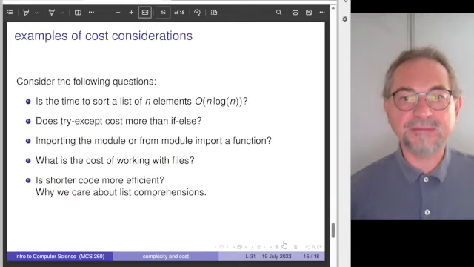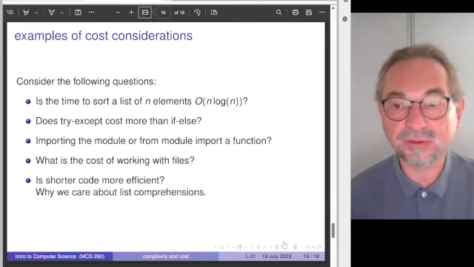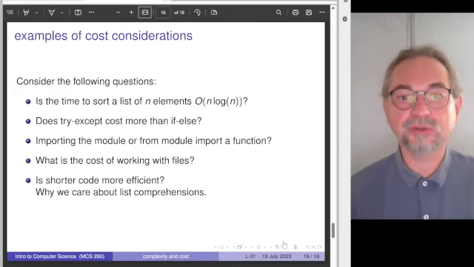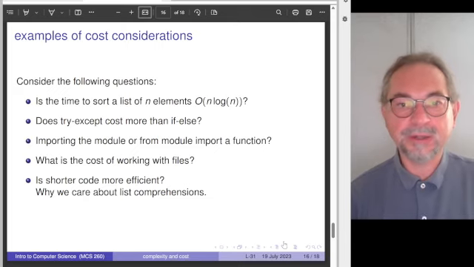All right, here are the cost considerations. How long does it take now to sort a list of n elements? Is that now really n log n if we do this in Python?